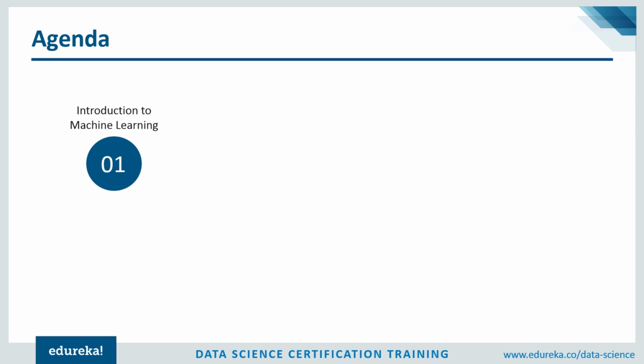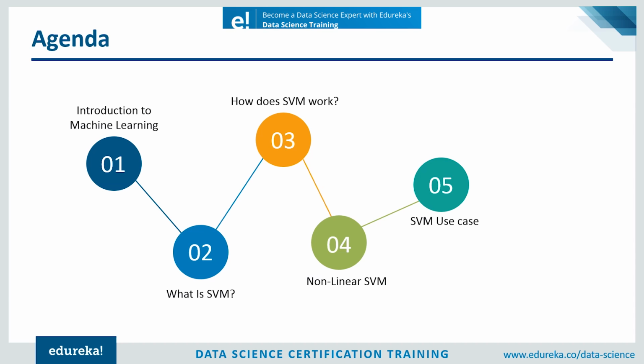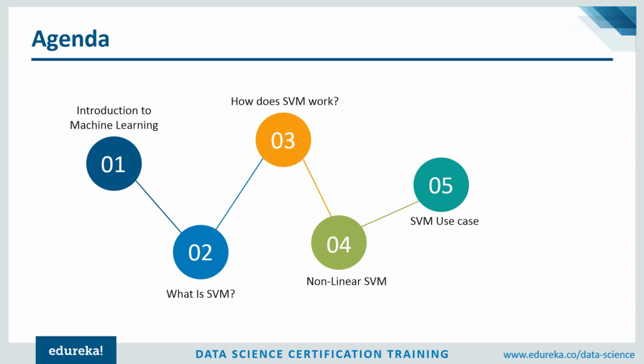We're going to begin the session with an introduction to machine learning and the different types of machine learning. Next, we'll discuss what exactly support vector machines are, and then we'll move on and see how SVM works and how it can be used to classify linearly separable data. We'll also briefly discuss how nonlinear SVMs work, and then we'll look at the use case of SVM in colon cancer classification. And finally, we'll end the session by running a demo where we'll use SVM to predict whether a patient is suffering from a heart disease or not.